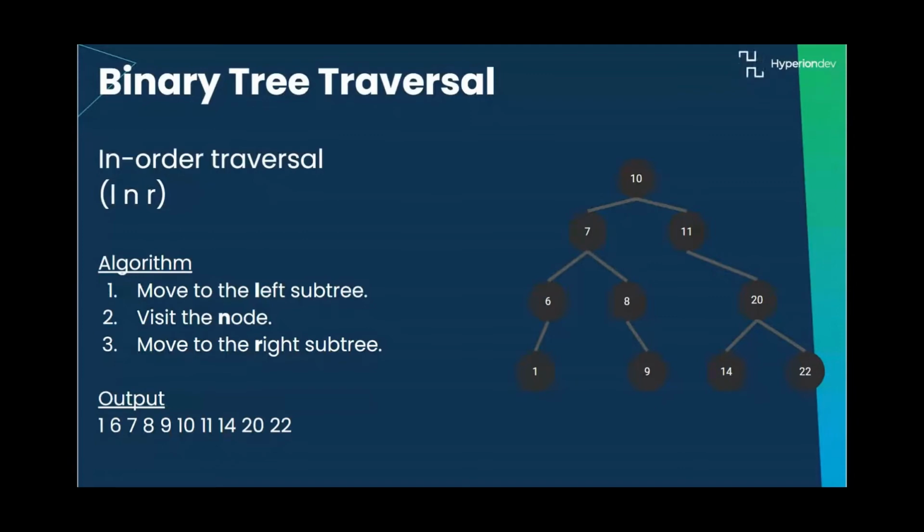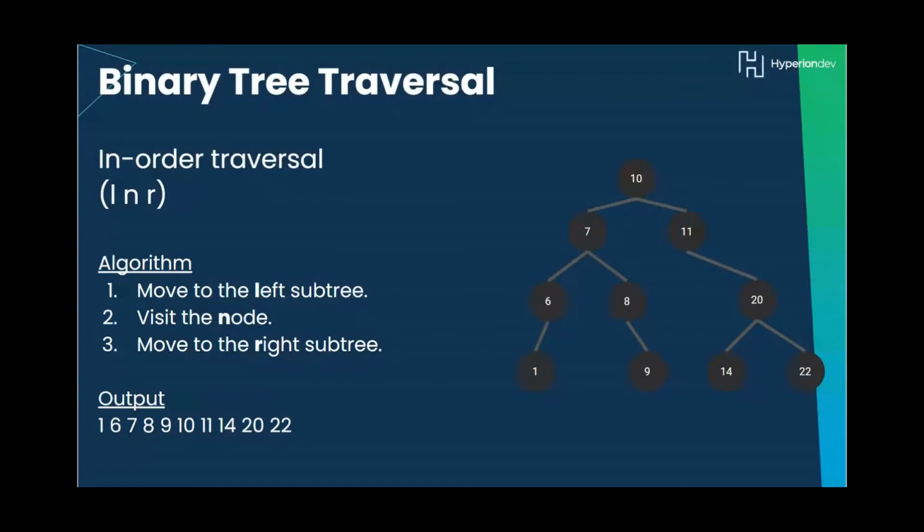So in this example, let's try to go through some of the traversal for this tree. We already know that, like in the previous one, all of them had N, L, and R.